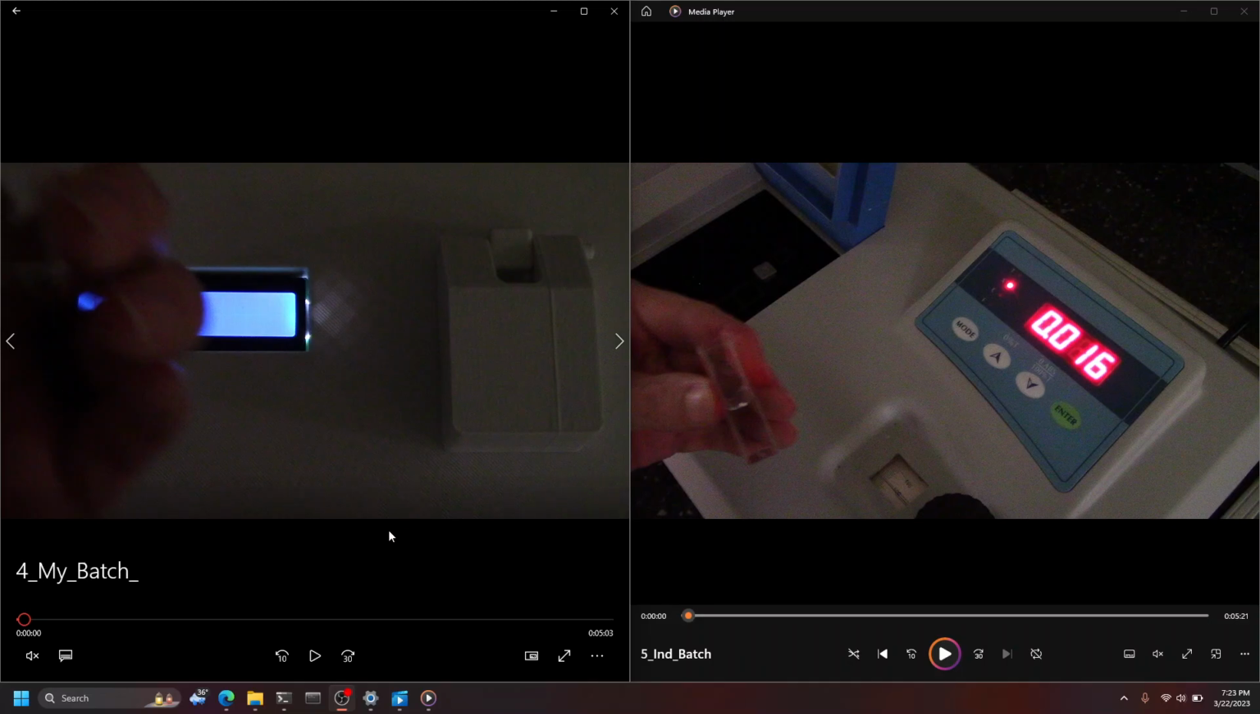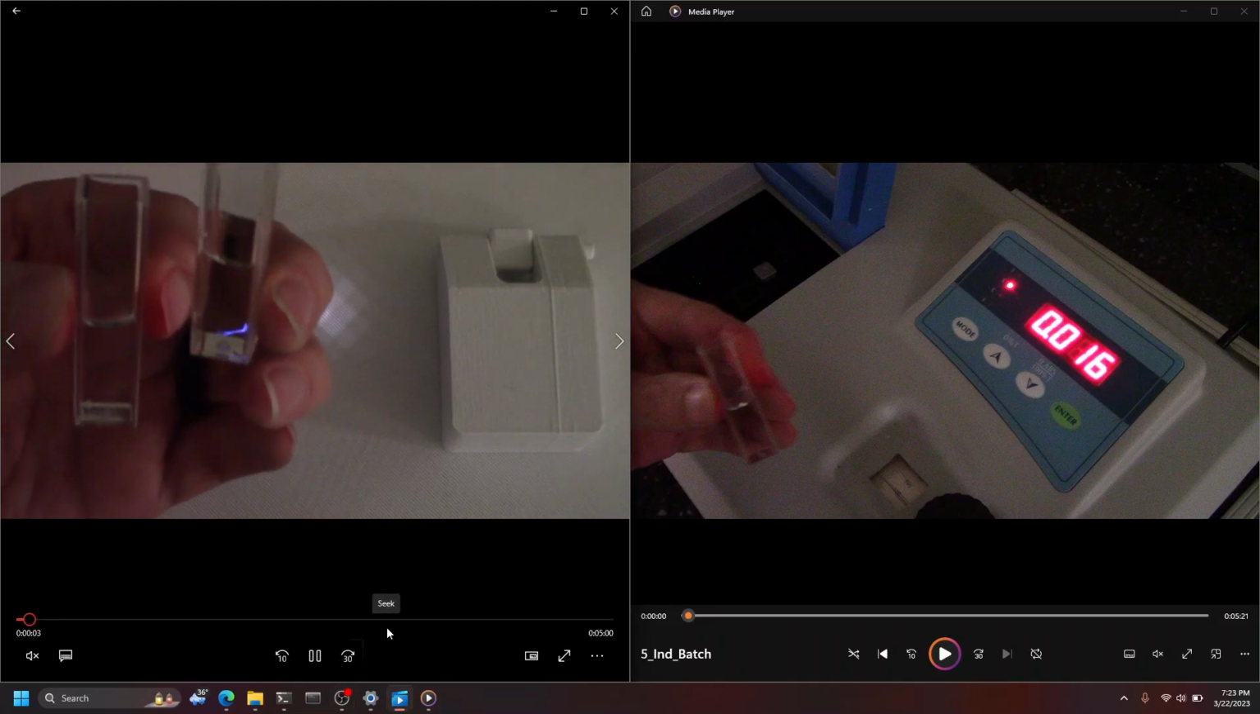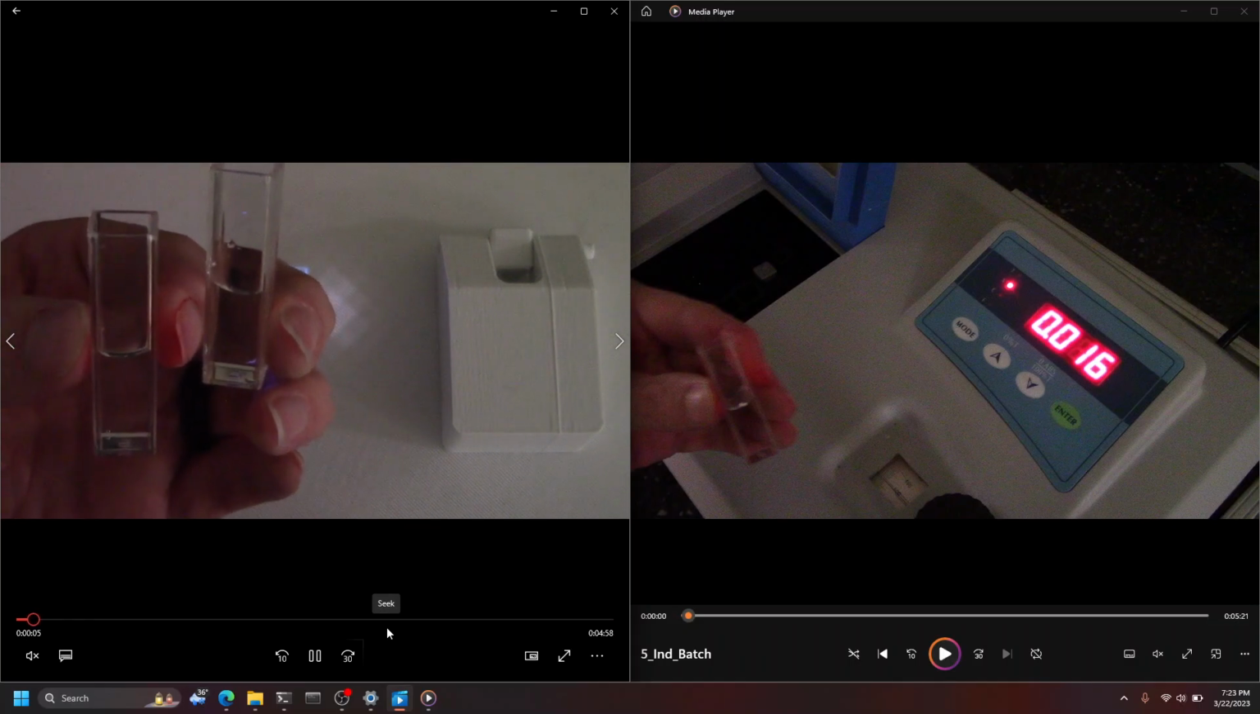In this video, we are going to show you how a spectrometer is used during a batch reaction to keep track of the concentration of the red dye within the batch reactor. So in this example here, we are going to have two cuvettes, one for each of the two spectrometers.